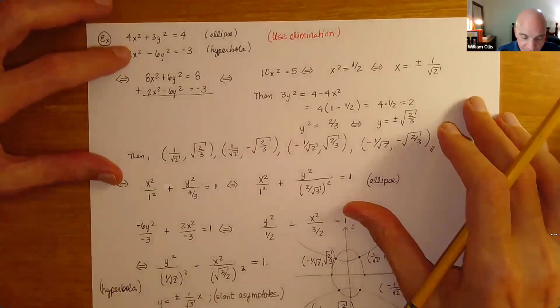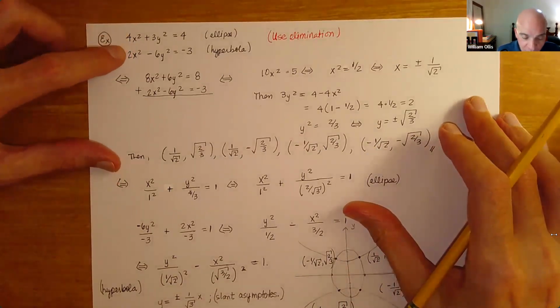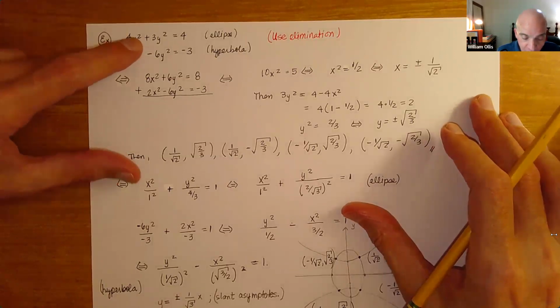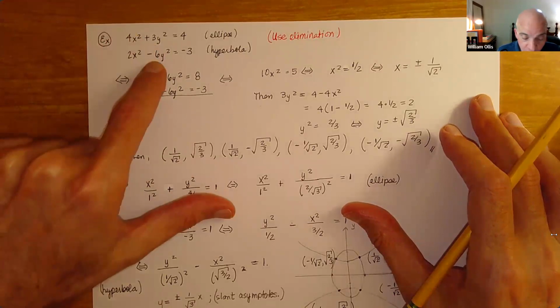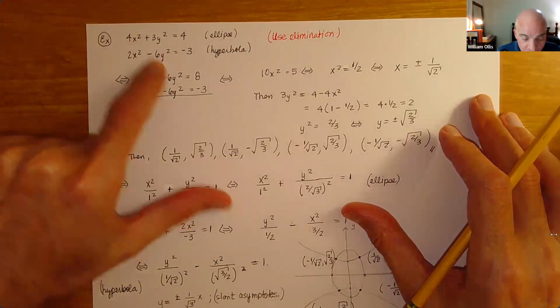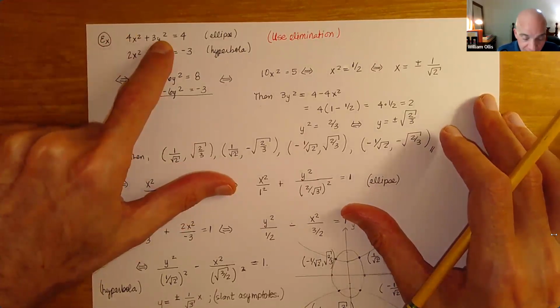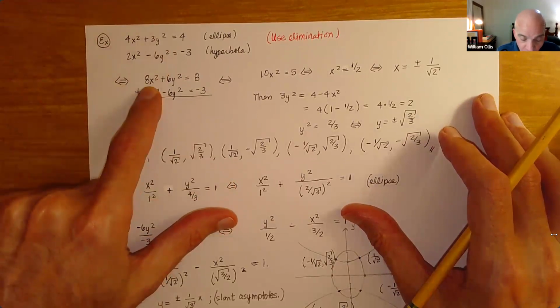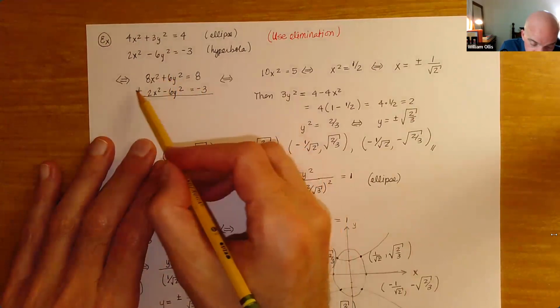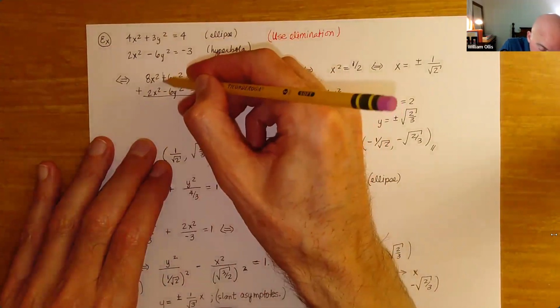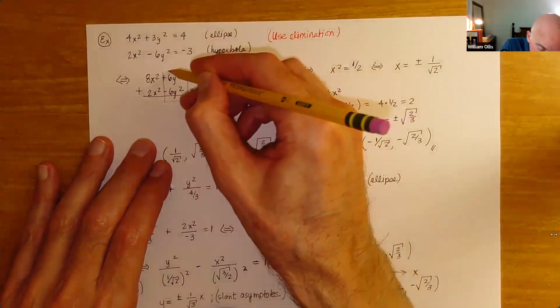Here we just have the standard. So now you can look at this and say, well, we can multiply, in this particular case, the first equation by 2 because we have a negative here. So when we multiply the first equation by 2, we get an 8x squared, a 6y squared, and an 8. And then, of course, as I've written here, we can absorb the y squared terms simply by adding.